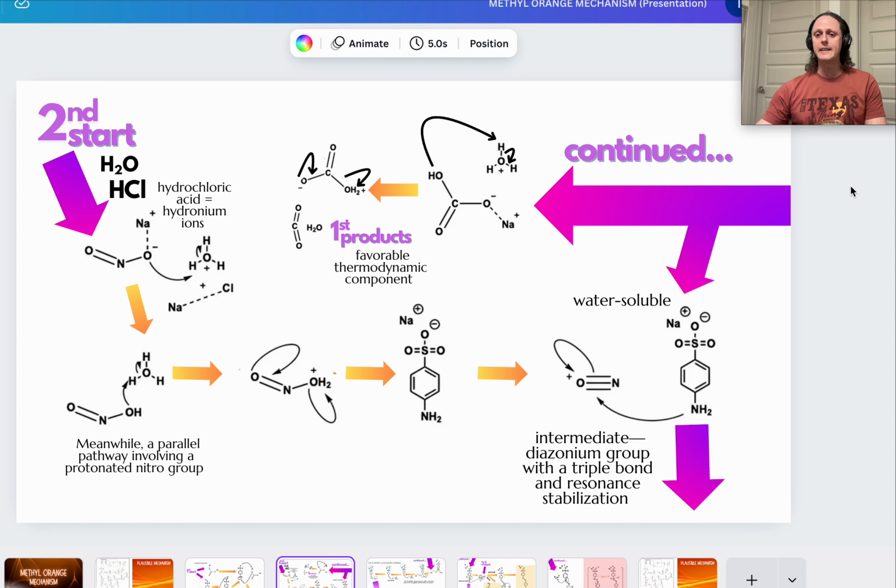Okay, so we ended here. Now we're going in here. This was the molecule on the previous slide. This has got nothing to do with us yet. We just ignore that for now, okay?